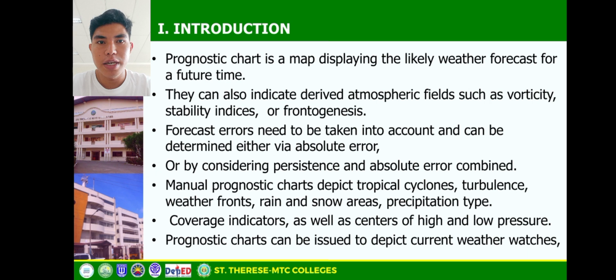Forecast errors need to be taken into account and can be determined either via absolute error or by considering persistence and absolute error combined. Manual prognostic charts depict tropical cyclones, turbulence, weather fronts, rain and snow areas, precipitation type, and coverage indicators, as well as centers of high and low pressure. Within the United States, these types of maps are generated by the Hydrometeorological Prediction Center, the Storm Prediction Center, the Ocean Prediction Center, and the National Hurricane Center.